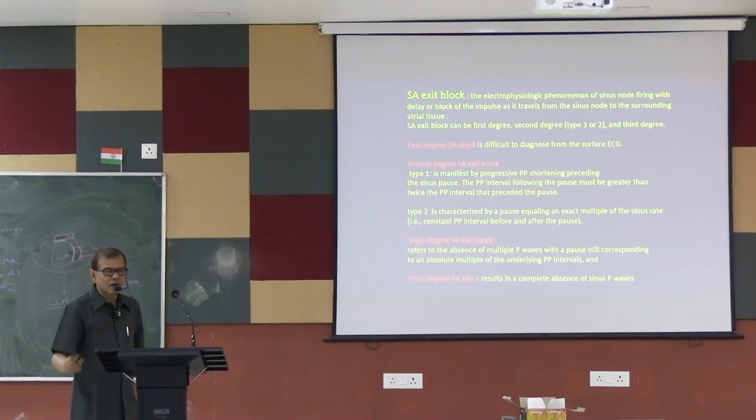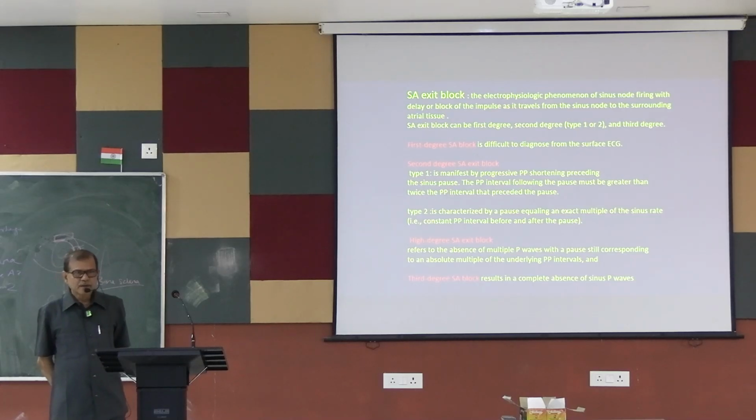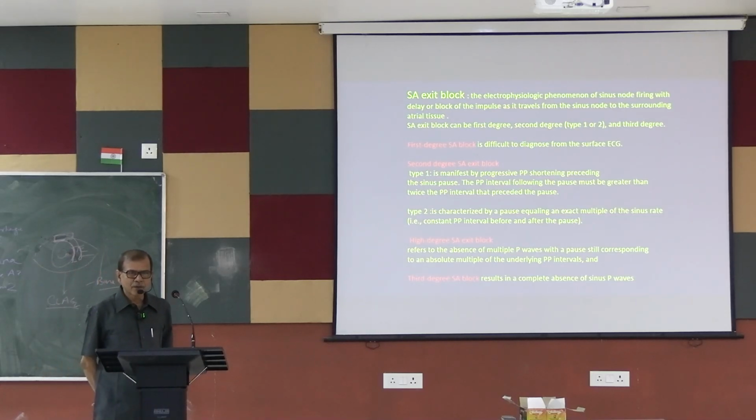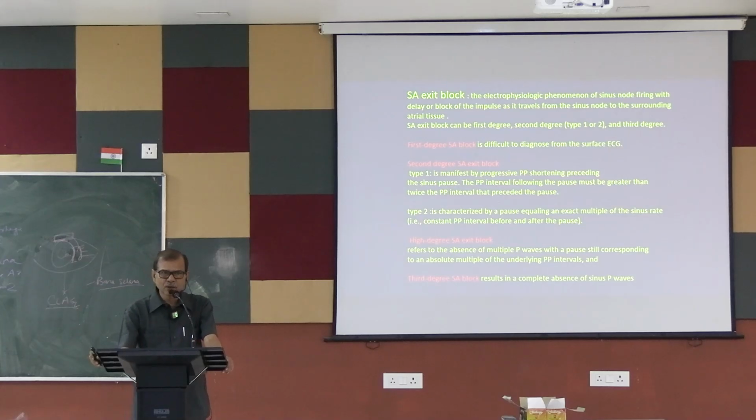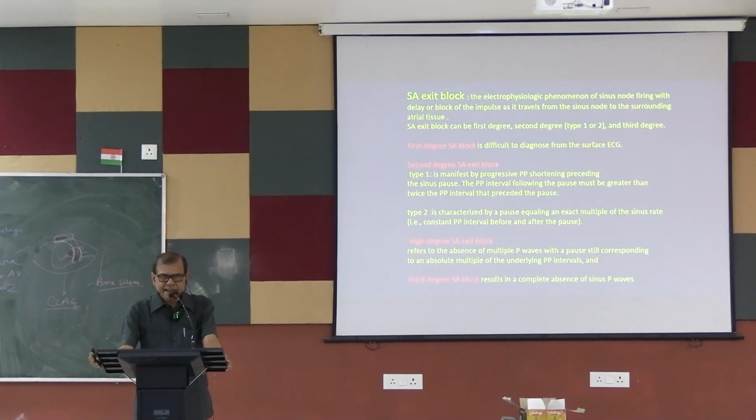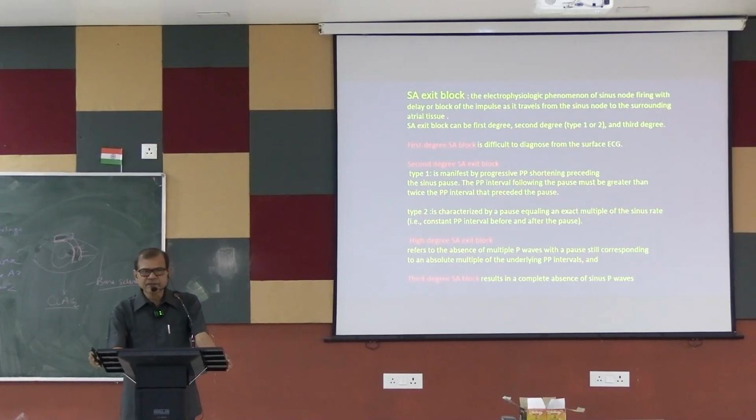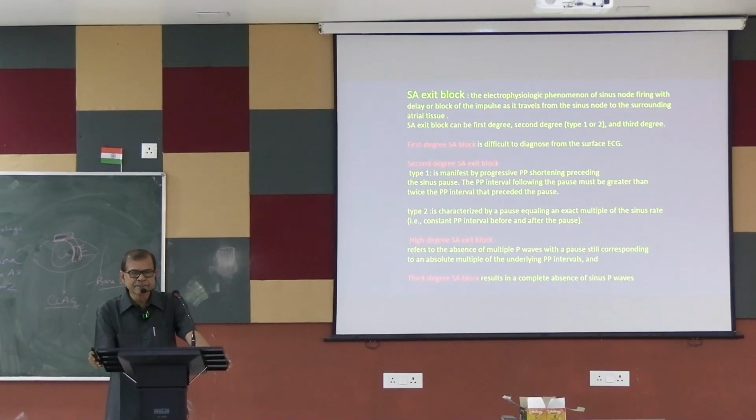Second degree SA block, again type 1 and type 2. That is progressive delay followed by intermittent failure, recognized by gradually shortening PP interval followed by absence of the P wave. In the second type, there is a fixed delay with sudden unexpected interruption or absence of the P wave.